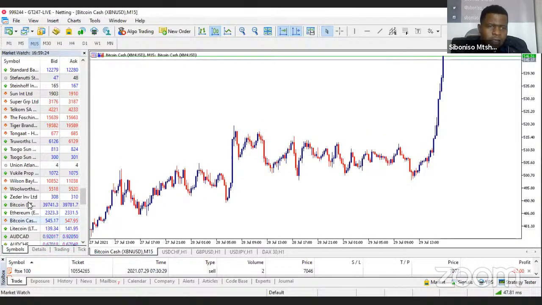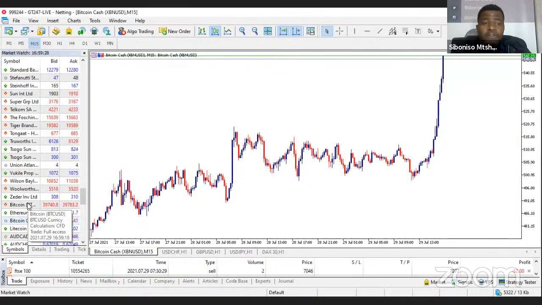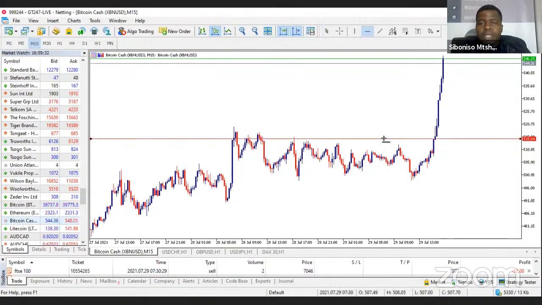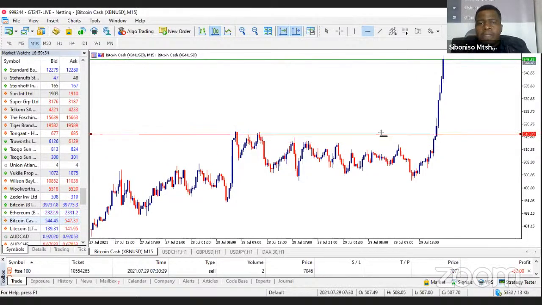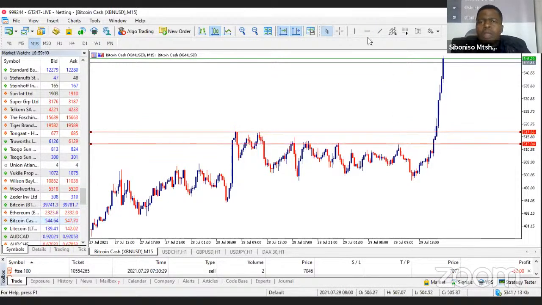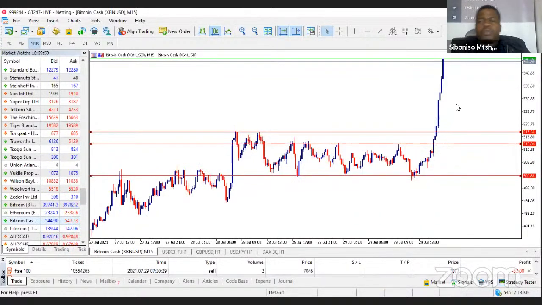Now that one is a Bitcoin Cash. Wow! Even the Bitcoin Cash for 15-minute time frame. Whoa, whoa, whoa. Remember this. You have your support, and actually, let me put it here, because this other line is referring to this 11, and then our support. Oh, and it was broken, and then the market shot up.